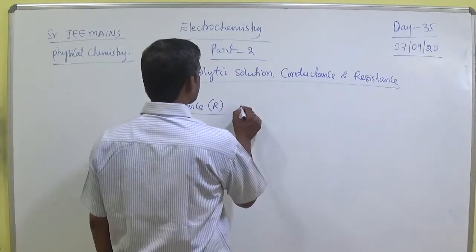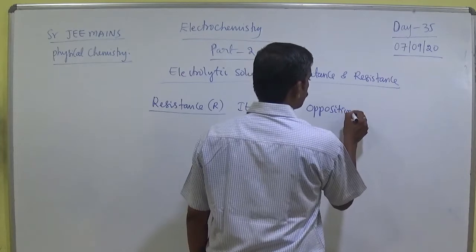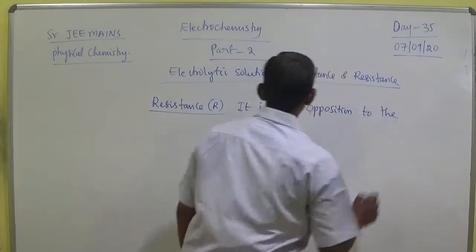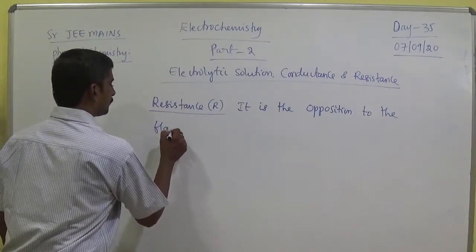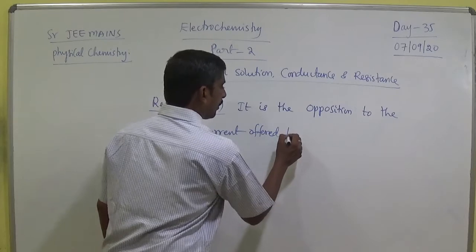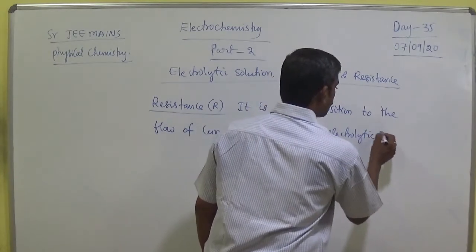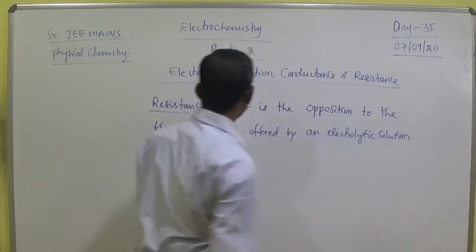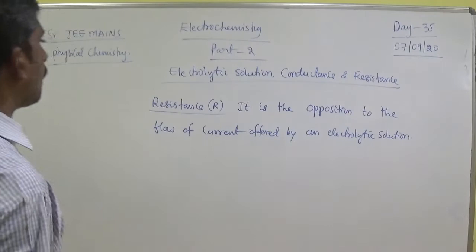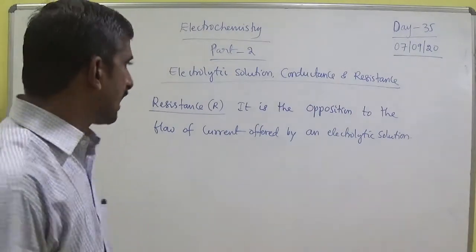So simply, resistance means it is the opposition to the flow of current offered by an electrolytic solution. So that is resistance. Resistance symbol R.